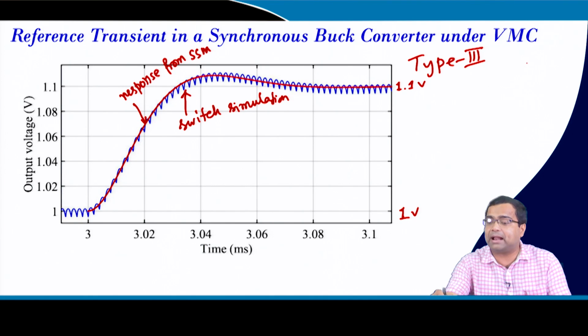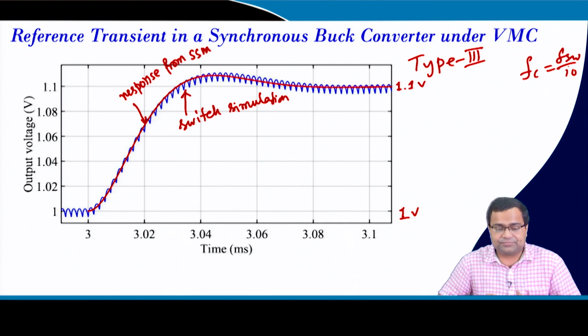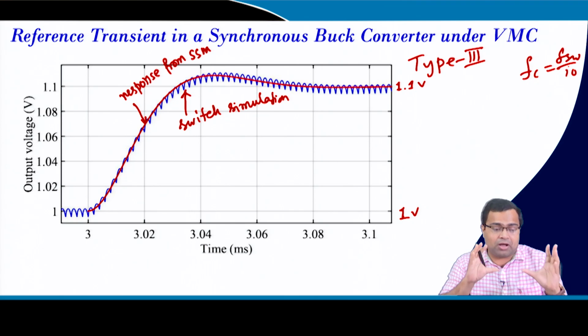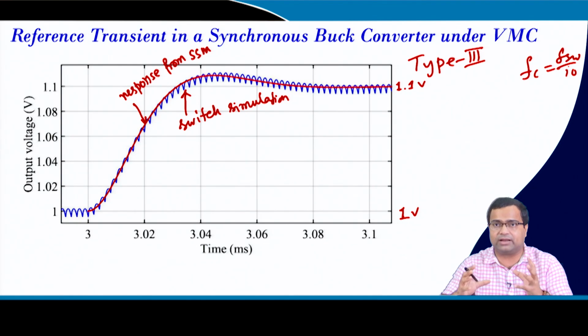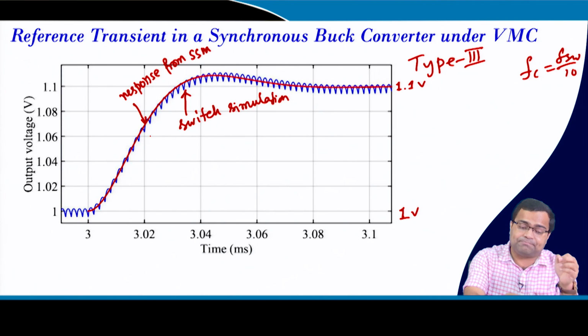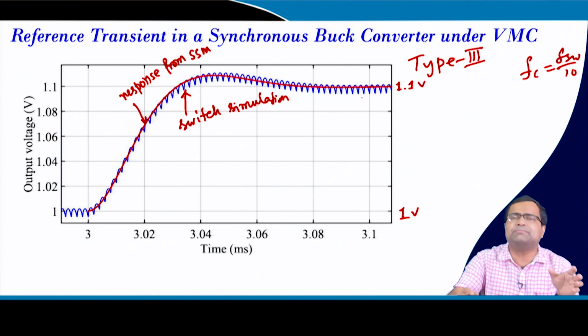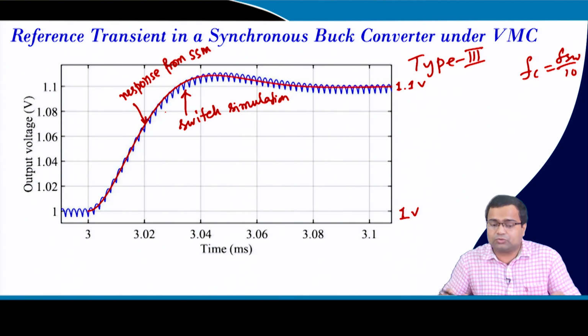Here we have designed a compensator by setting a crossover frequency of FSW by 10, that means 1/10 of the switching frequency. Then we saw the response obtained from the closed loop transfer function of the buck converter, and that is the AC response. Then we added the DC. It is almost closely matching with that of the switch simulation in the average sense. So that means they are matching.